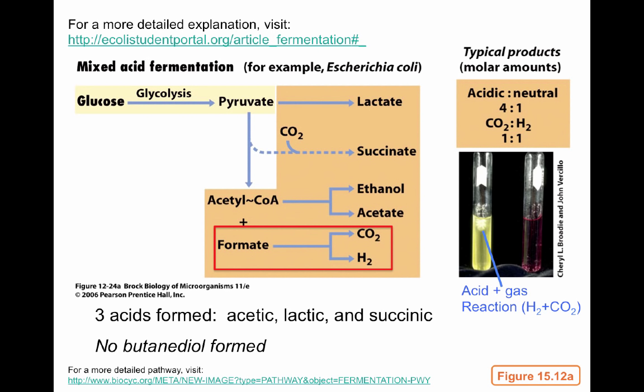And through a process using the enzymes from the Krebs cycle, pyruvate can be converted into succinate. So that's one of the acids. Lactate is another of the acids. Formate can further be converted into hydrogen gas and carbon dioxide. And acetyl-CoA would eventually become ethanol or acetate. So during the mixed acid fermentation, you're going to form 3 acids: acetic acid, lactic acid, and succinic acid. No butanediol is going to be formed, and you're going to have the formation of carbon dioxide and hydrogen gas in a 1-to-1 ratio. This is coming from the formate fermentation. So you have 4 acidic molecules, the lactate, succinate, formate, and acetate, generated for every neutral molecule, in this case, ethanol.